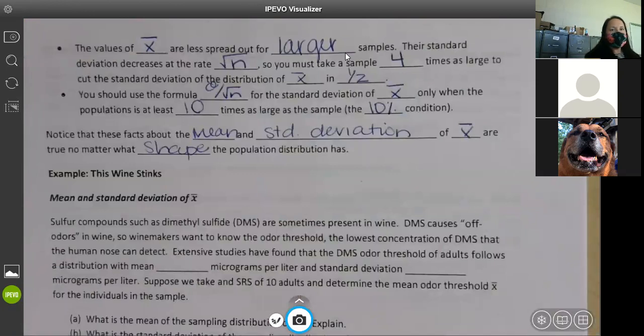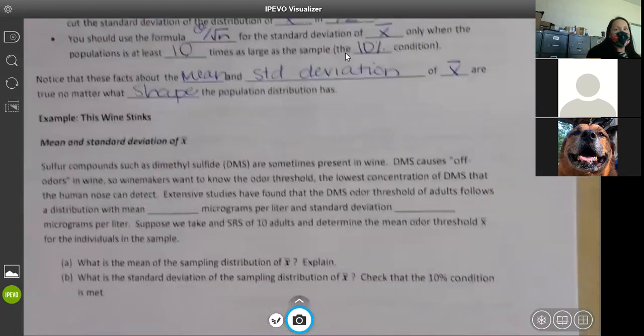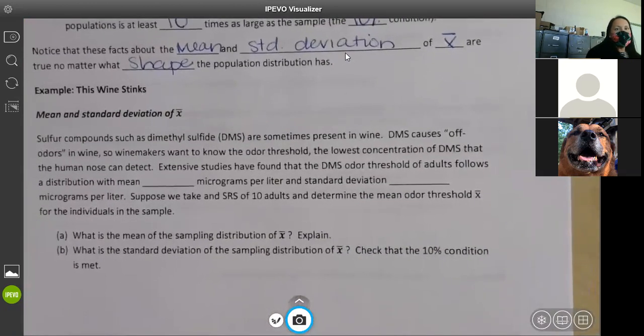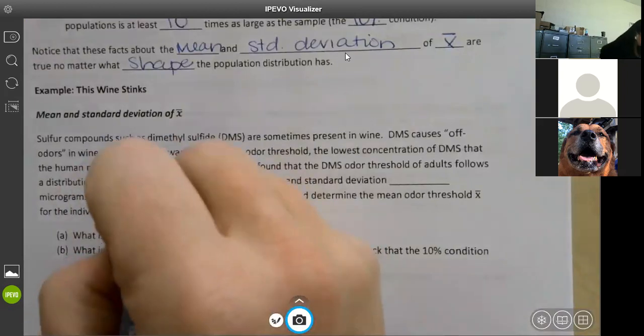So this next example says this wine stinks, the mean and standard deviation of X bar. We're just going to find the mean and standard deviation. Sulfur compounds such as dimethyl sulfide, DMS, are sometimes present in wine. DMS causes off odors in wine. So winemakers want to know the odor threshold, the lowest concentration of DMS that the human nose can detect. Extensive studies have found that the DMS odor threshold of adults follows a distribution with mean.